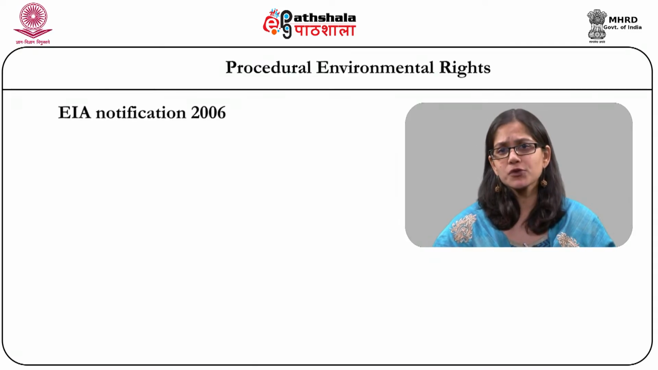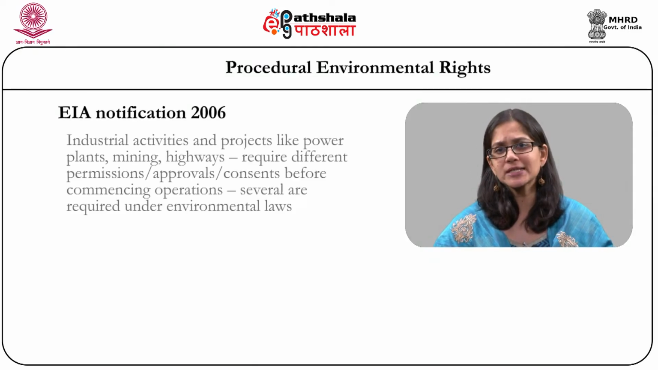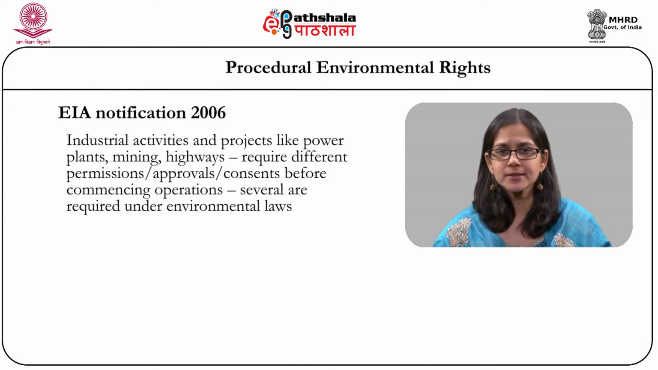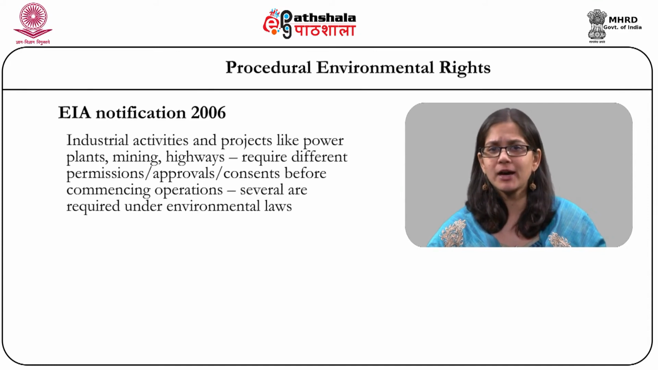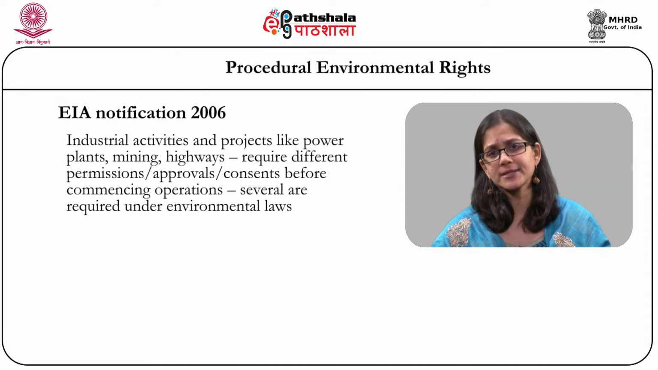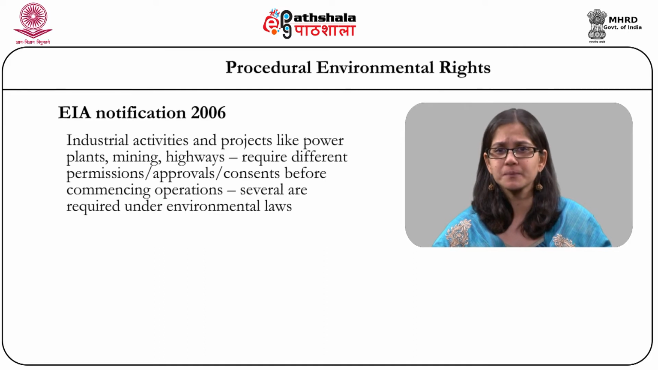Moving on to another example with regard to right to information in environmental decision making, or the procedural environmental right to information, let's look at the EIA notification of 2006. Under the EIA notification of 2006, all industrial activities and projects like mining, thermal power plants, hydropower plants, industries, building and construction, pipelines, all these kinds of projects and infrastructure developments require an environmental clearance before they start any form of operation.